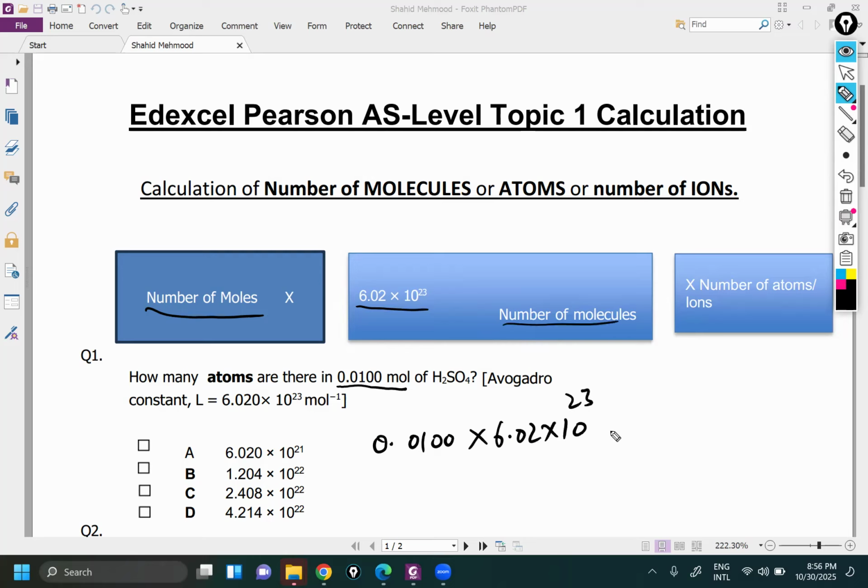And then again times. They're asking the number of atoms, how many atoms are there in H2SO4. So in H2SO4, there are total 7 atoms: 2 hydrogen, 1 sulfur, 4 oxygen. So times 7. And in this case, the correct answer is 4.214 times 10 raised to the power 22, and the correct option is option D. So directly when you read the question with calculator without writing anything, take the number of moles times Avogadro's constant and times this 7 and you will reach the answer. So it will save your time.